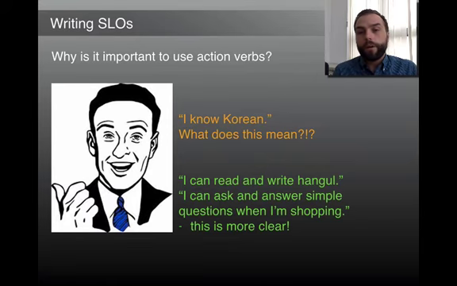So there are some expressions in green. I can read and write Hangul. I can ask and answer simple questions when I'm shopping. Okay, so these are more clear expressions. Read and write Hangul, that's more specific. And ask and answer simple questions when I'm shopping. Okay, so this gives us more specific information about how much Korean he knows.